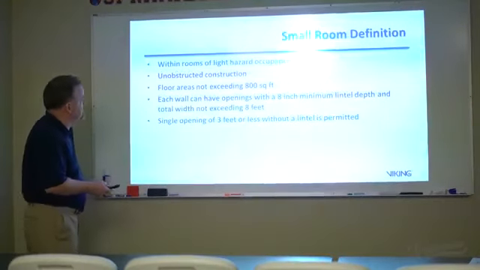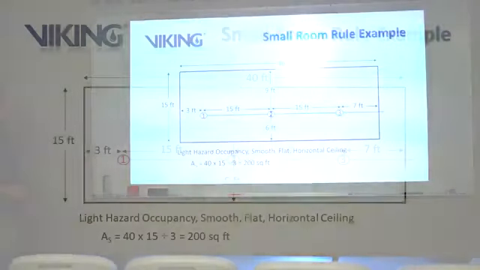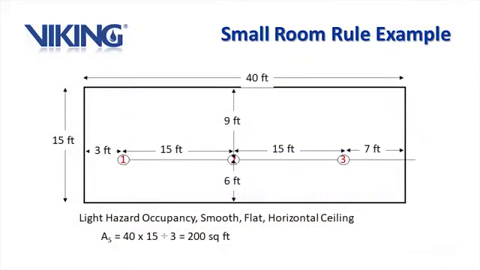So let's apply this in this case here. What I've got is a light hazard occupancy, smooth flat horizontal ceiling. Area per sprinkler, 40 by 15 divided by 3, is 200 square feet per sprinkler. 200 square feet per sprinkler.